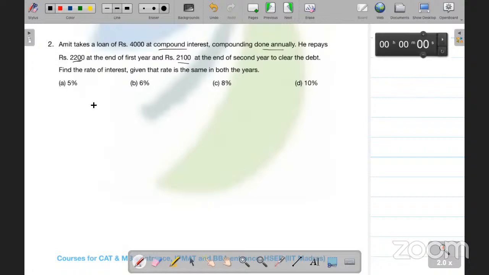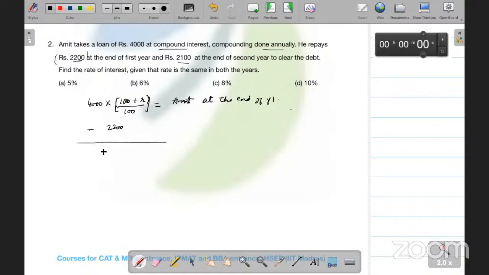Okay. So you don't know what is the rate of interest, but one thing is sure, that you have some amount, 4,000 rupee, and if the rate of interest is R, then 4,000 into 100 plus R will be the amount at the end of year 1, correct? And from this amount, what you've done is you have repaid 2,200. So I can call this less 2,200.